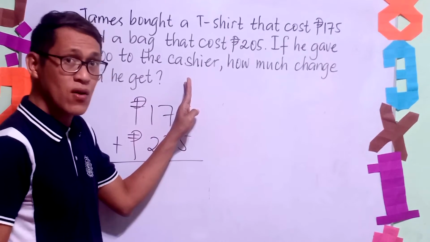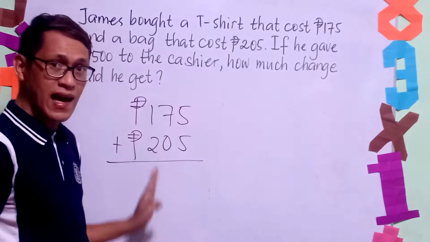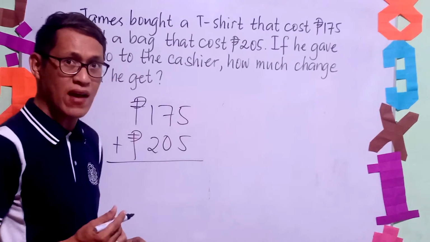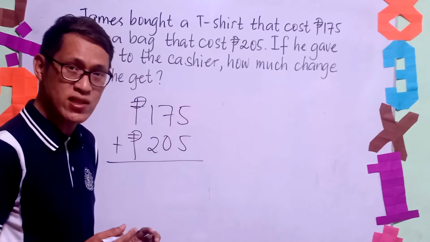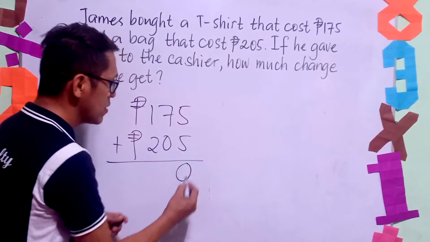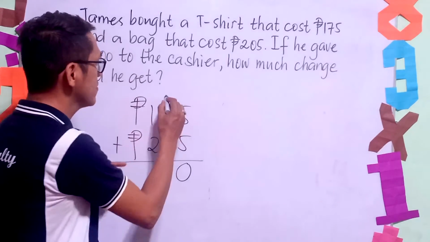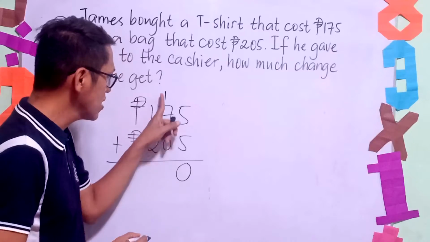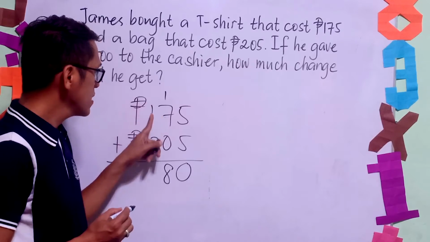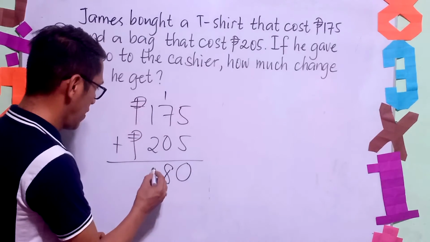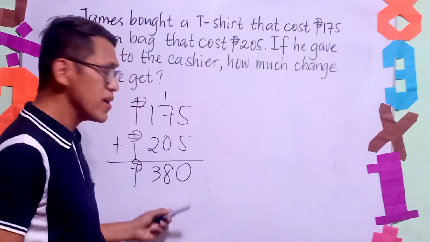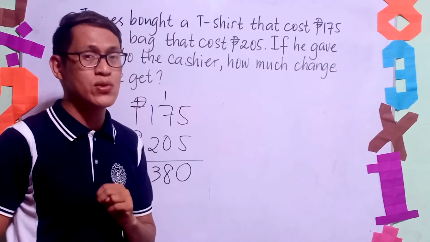So these are the ones, the tens, and the hundreds. So after you arrange them, you have to start from right to left. So let's start from 5 plus 5. What's 5 plus 5? That's 10. But you don't put 10 here. Only the 0. Then the 1 carry here, right? Next, you add the tens digits. 1 plus 7 plus 0, that's 8. So this time, no carry. Then 1 plus 2 is 3. So meaning, James spent 380 pesos for the two items.